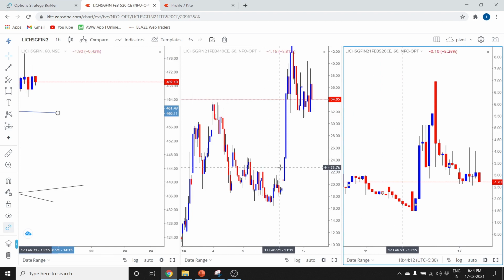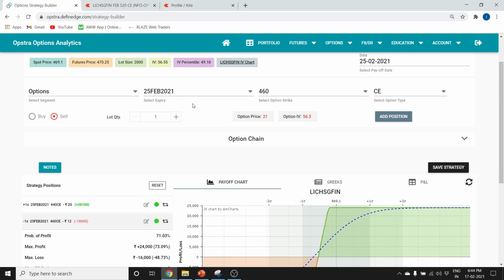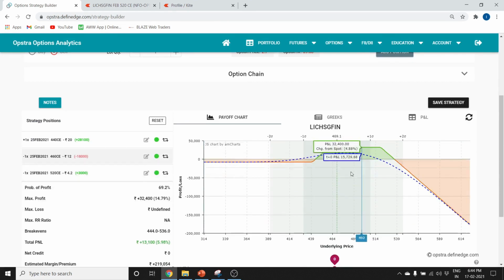Now let's see at what level we got entry. Here we got entry at 4.2. 520 call, sell, 4.2. Okay, now this is a nice structure.